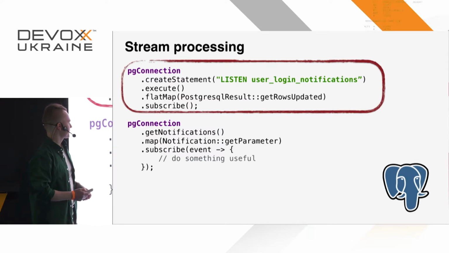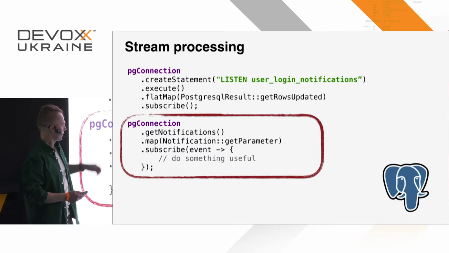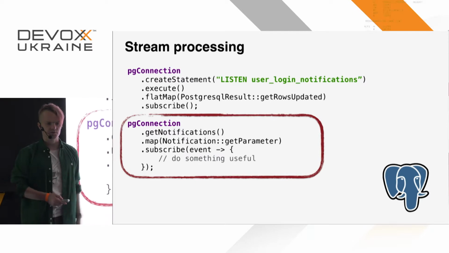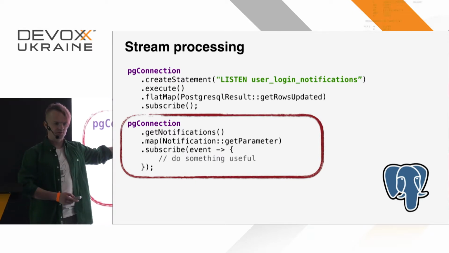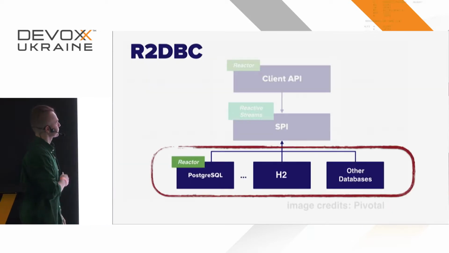And with R2DBC, it's easy. We just say connection, get notification, unmarshal the notification object, and subscribe to do something useful with it. And it's a reactive stream. It's just streaming from Postgres itself. So it's kind of cool.